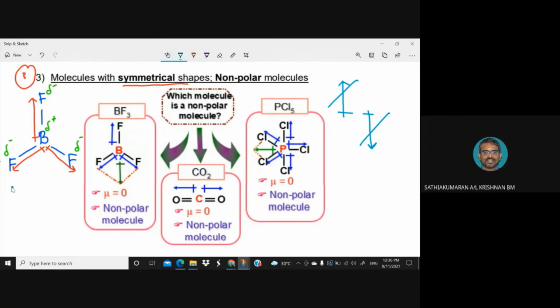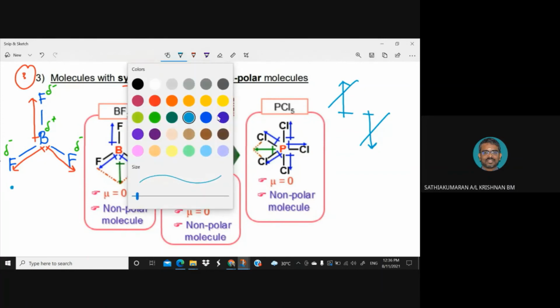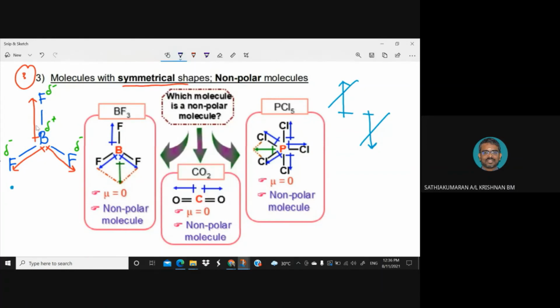Okay, so here you have to explain. How many bond dipoles? 3. 1, 2, 3. The 3 bond dipoles can cancel out each other because they are in opposite directions.